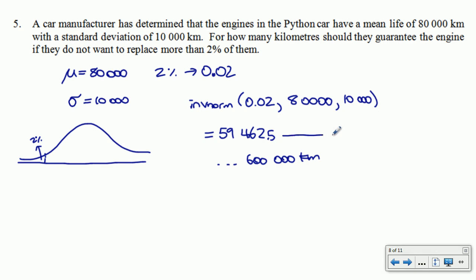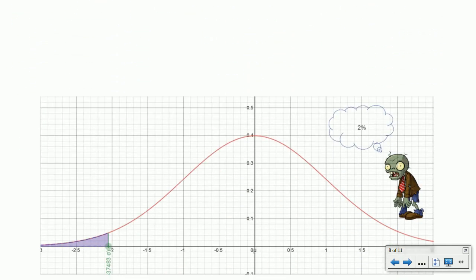So if we were to confirm this answer with Desmos, we would need to turn this number into a z-score. So we would go z equals x minus mu over sigma. X is 59,462.5, mu is 80,000, and sigma is 10,000, which gives us a z-score of negative 2.0537. And if we drag the lower limit as far left as we can go, and switch the upper limit so that it's negative 2.0537, as it is here, you can see the percentage that this represents is 2%. Which is exactly what we needed.